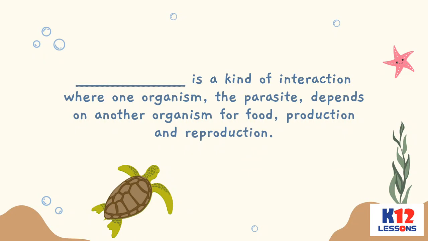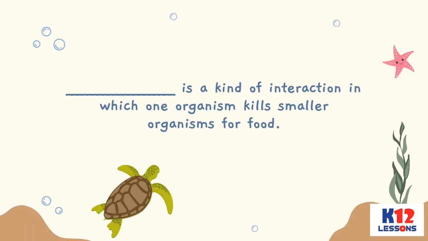Blank is a kind of interaction where one organism, the parasite, depends on another organism for food, protection and reproduction. Blank is a kind of interaction in which one organism kills smaller organisms for food. An example of this is when a big fish eats a small fish.